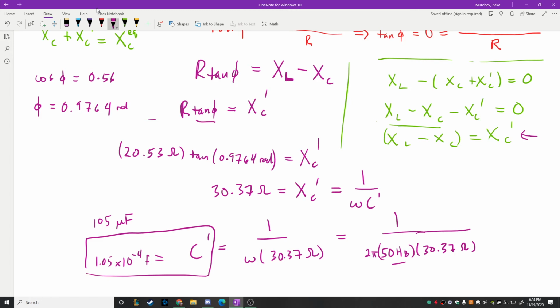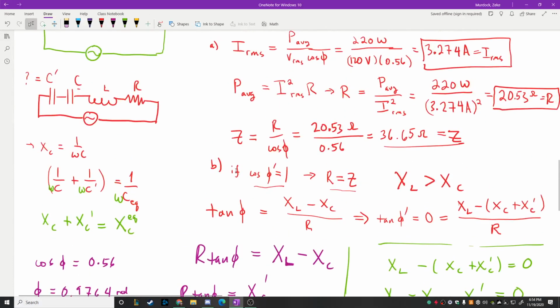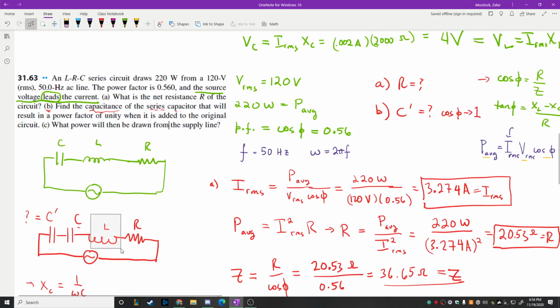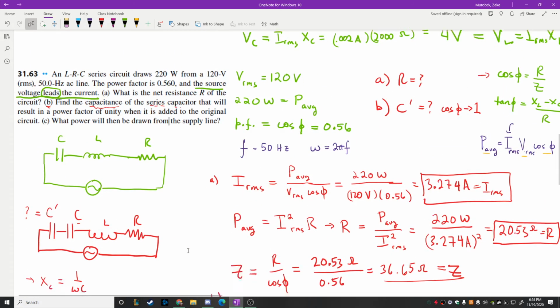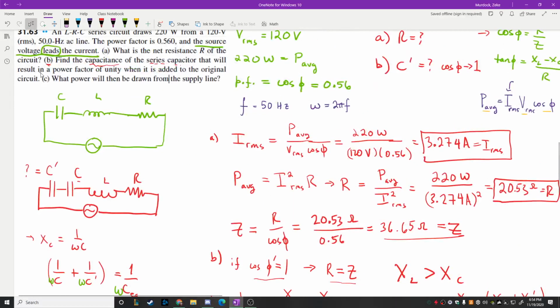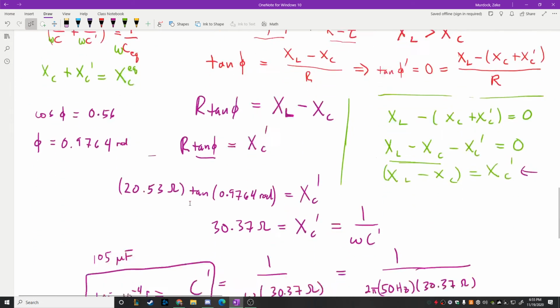Okay, any questions? You have at least one homework problem that's like this. Very, very similar. I think the homework in the lab manual might ask about an inductor. I don't know. But either way, there we go. Oh, that's not it. There's a part C too. What power will then be drawn from the supply line?